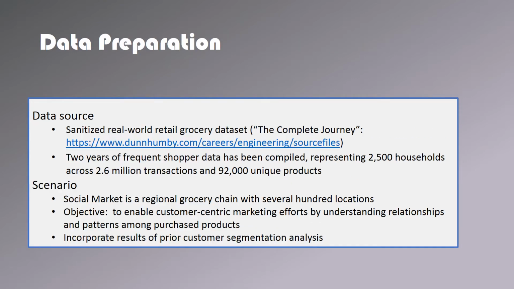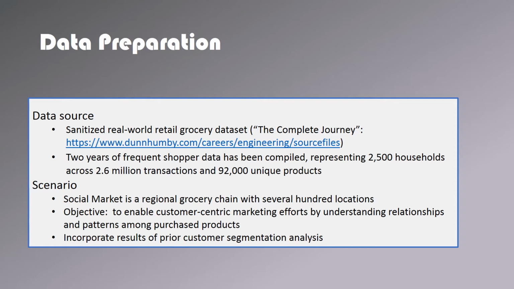To illustrate some practical applications of market basket analysis, we'll take a look at a sanitized, real-world grocery data set provided by the data science company Dunnhumby. And we'll take a look at 2 years of frequent shopper data representing 2,500 households across 2.6 million transactions and 92,000 unique products.